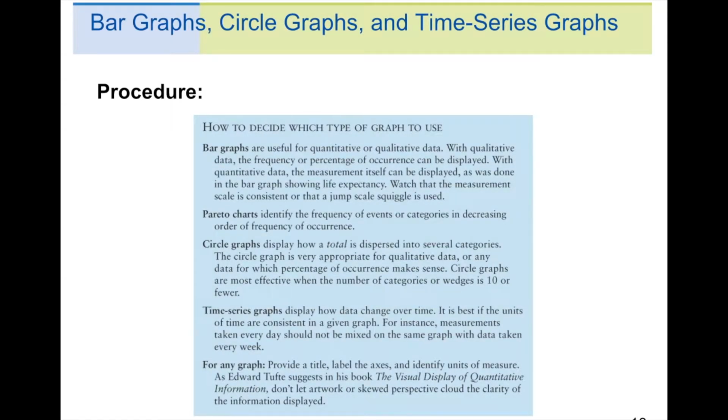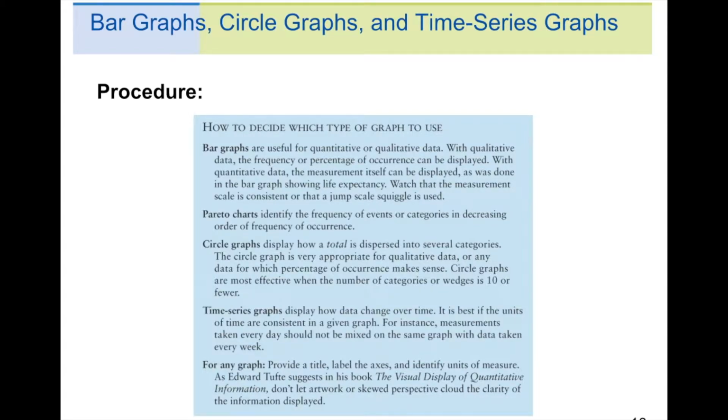All right, quick review on how to decide which graph to use. Bar graphs are useful for quantitative or qualitative data, but with qualitative data, the frequency or percentage of occurring can be displayed. With quantitative data, the measurement itself can be displayed, as was done in the bar graph showing life expectancy. Watch that the measurement scale is consistent or that a jump scale squiggle is used.